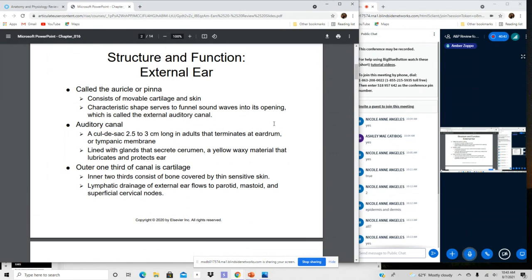The auditory canal is about 2.5 to 3 centimeters long in adults, and it terminates at the eardrum, or the tympanic membrane. It's lined with glands that secrete cerumen, which is a yellow waxy material that lubricates and protects the ear. Cerumen is also known as earwax. The outer one-third of the canal is cartilage. The inner two-thirds consist of bone covered by thin, sensitive skin, and lymphatic drainage of the external ear flows to carotid, mastoid, and superficial cervical nodes.